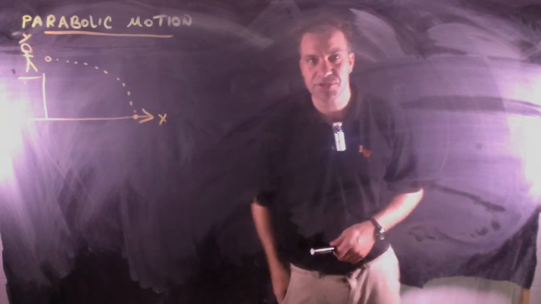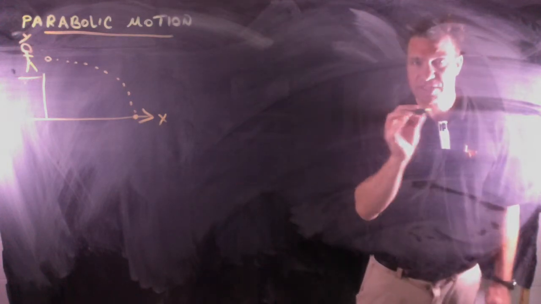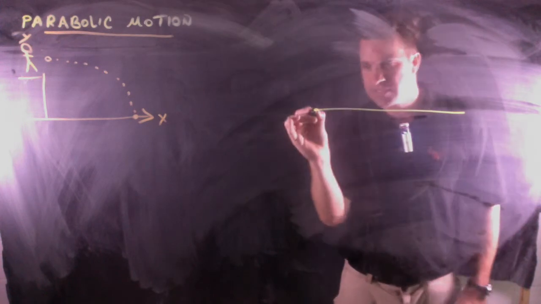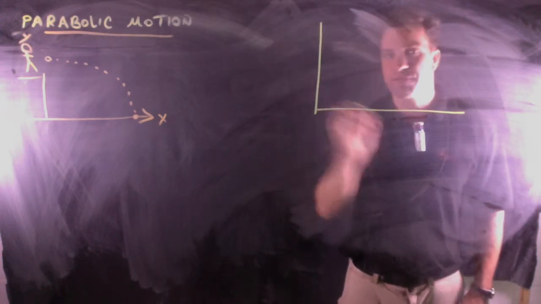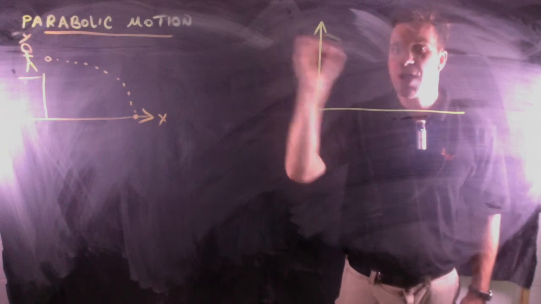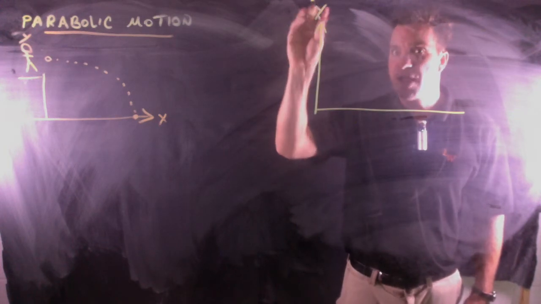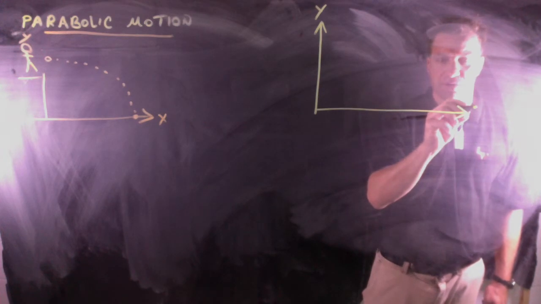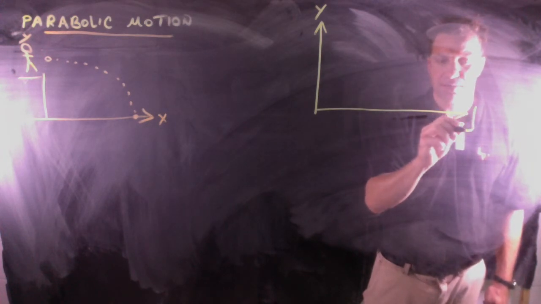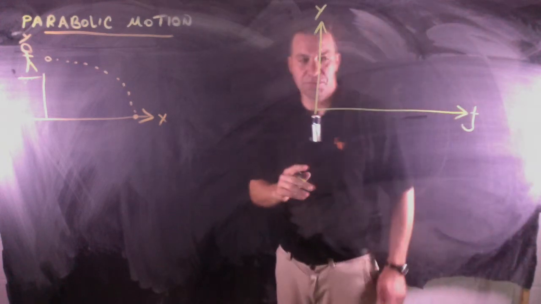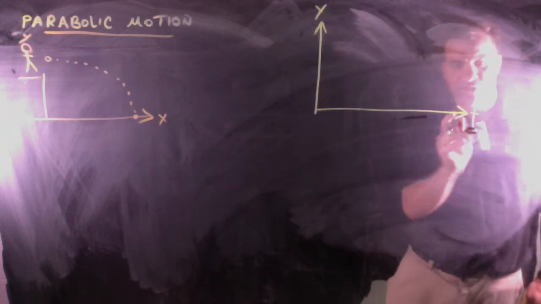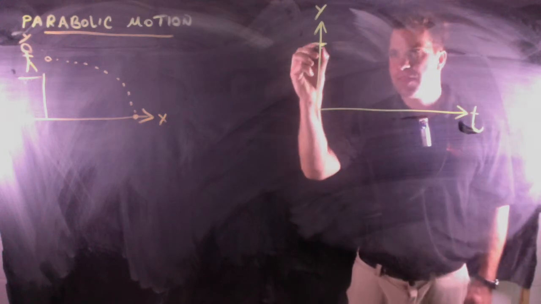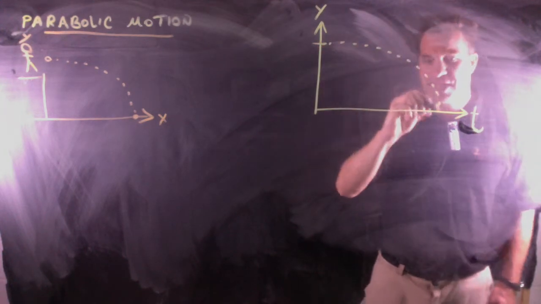Now let's think about our motion diagrams for a second. When we talked about motion diagrams, we always drew things like X and Y as a function of time. So if this is Y, I'm going to draw this up a little higher, Y as a function of time, right? If I started up here at H, then it would go just like this.